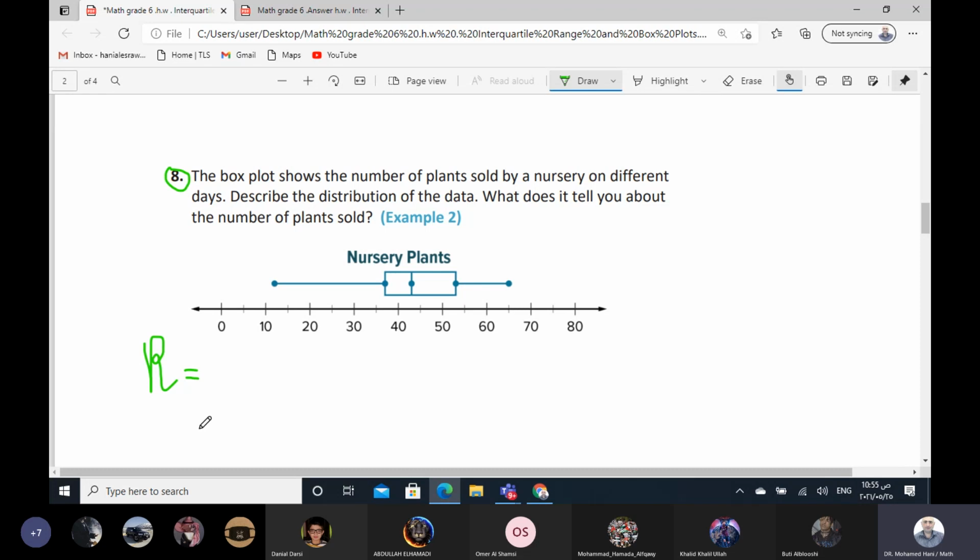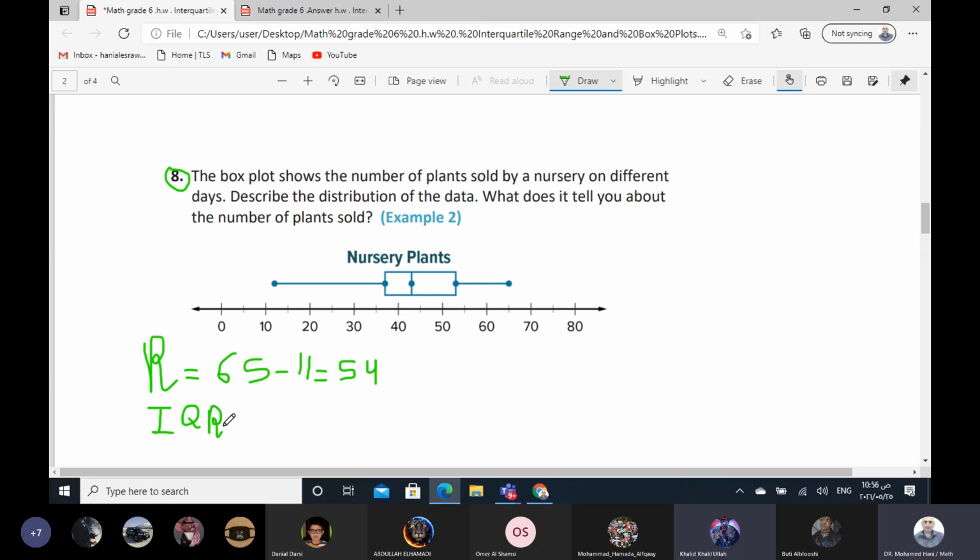Okay, who can help me to find the range? What is the biggest value here in this data? Great, 65. And what is the smallest value? About 11 or 12. About 11. So 65 minus 11 equals 54. Then the interquartile range.